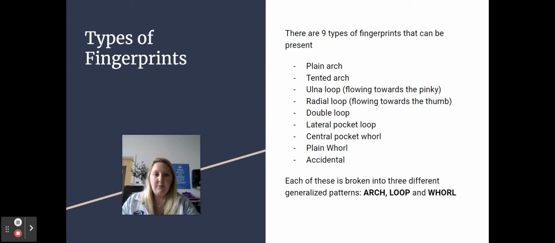There are 9 types of fingerprints. Plain arch, tented arch, both of those are arches. Ulnar loop and radial loop. An ulnar loop flows towards the bone that runs from the elbow to the pinky, or the ulna bone. And then the radial loop flows from and towards the radius, or the bone that runs from the elbow to the thumb. Then we have a double loop, a lateral pocket loop, a central pocket whorl, a plain whorl, and an accidental.